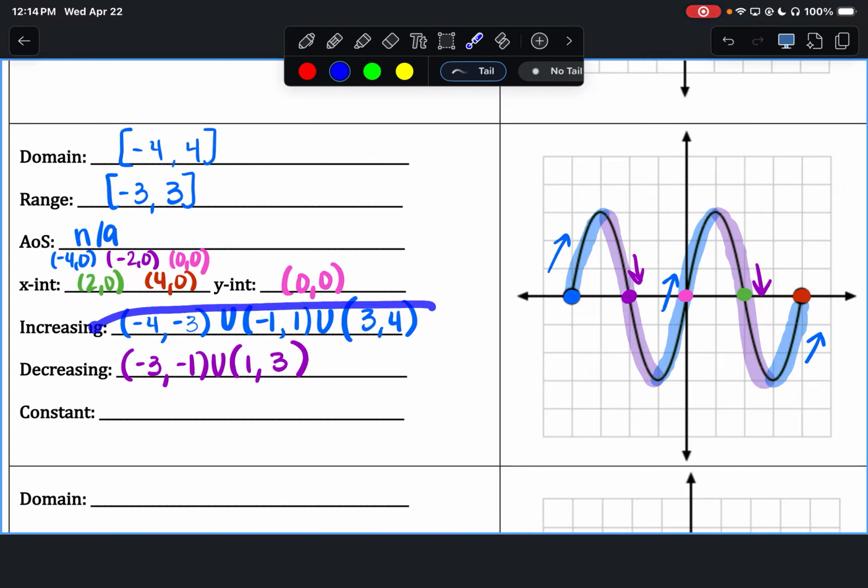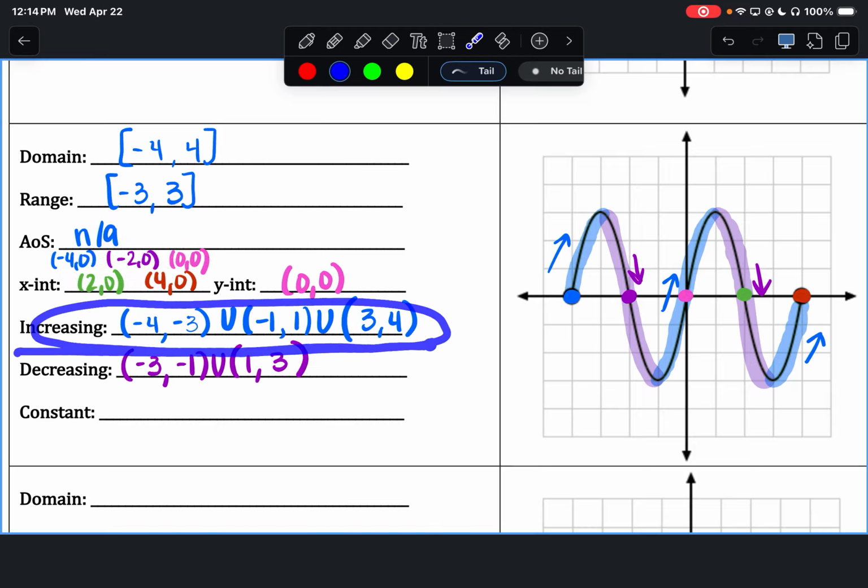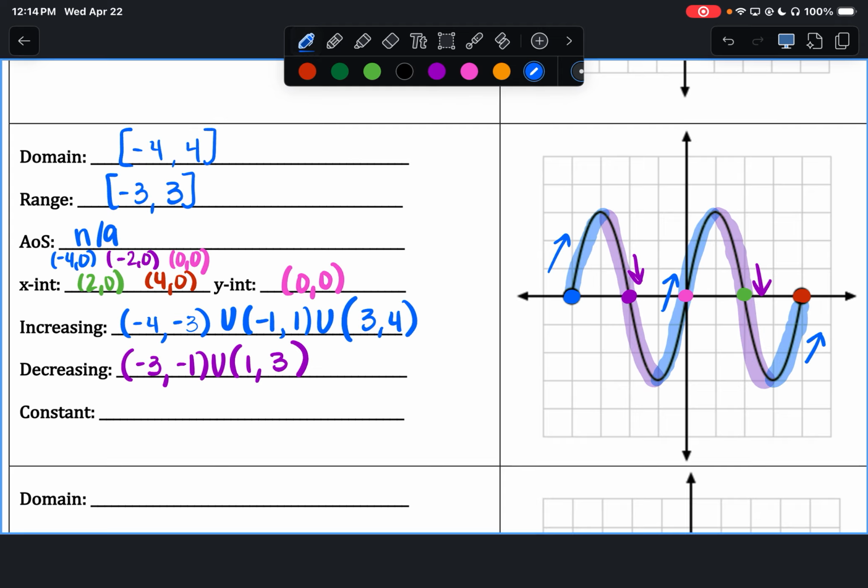Why do these get a union, but these don't? They're connected. These are points. Those are just a list of points, like, it is just the list of points on the graph. These intervals here are all increasing intervals. So we have to connect them with a union, okay? Because when we do this, we're finding every single interval where the function's increasing. So that is why we have to list them all together like that. Now, is this graph ever constant?